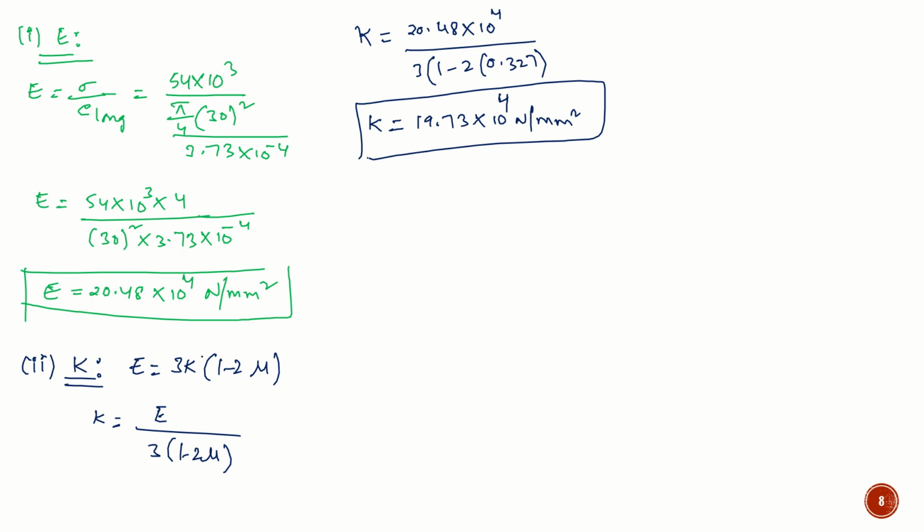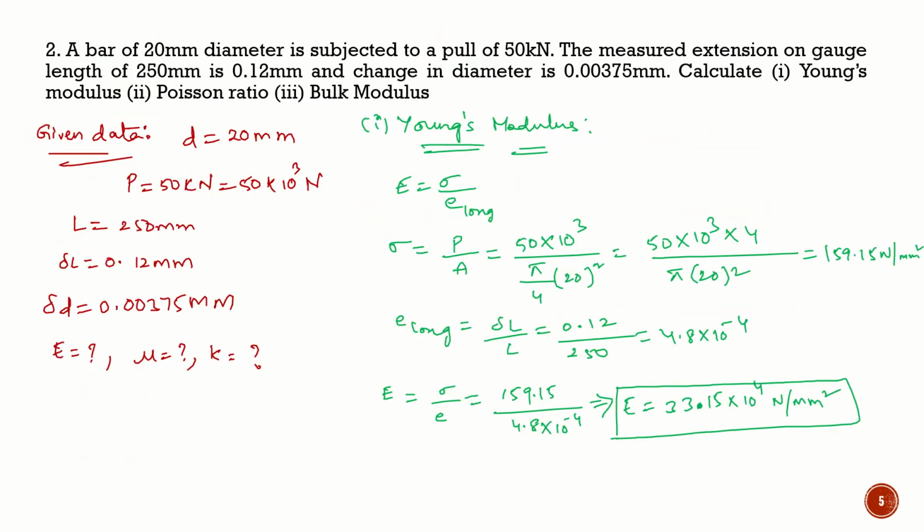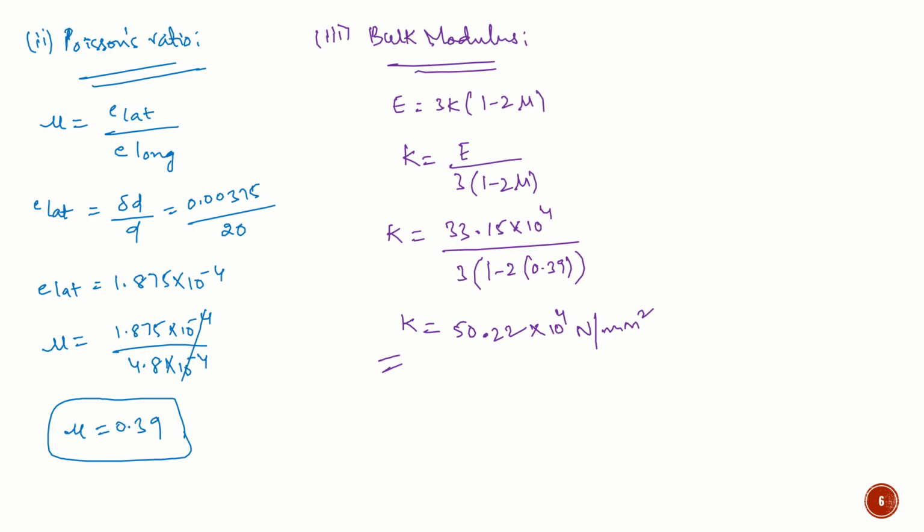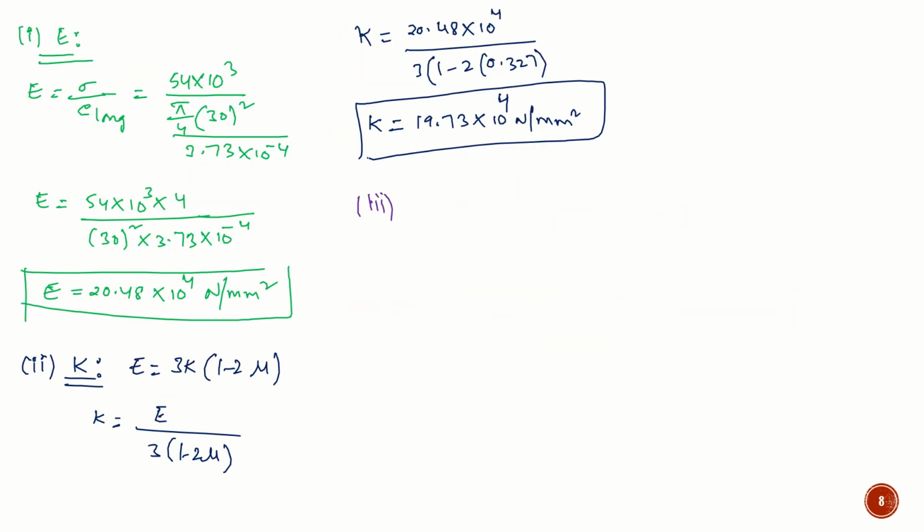And finally comes the third one, which is your shear modulus, that is C. For calculating shear modulus, you can take any relationship. You can use the third relationship also, E is equal to 9kc by 3k plus c, but let's not make it complicated. So I will take this relationship, E is equal to 2c into 1 plus mu, so that I'll get C easily. So from here I can write C is equal to E by 2 into 1 plus mu.